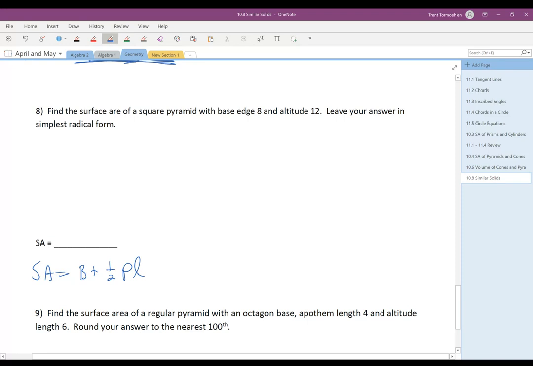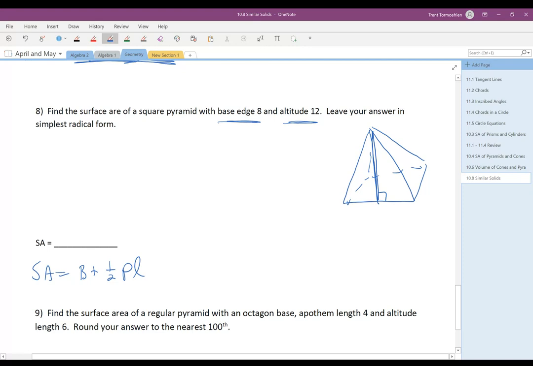So in a square pyramid, it looks like this. And remember, the slant height is this length right here. It's the length along the height of one of the faces. So it says, find the surface area of a square pyramid with base edge 8 and altitude 12.